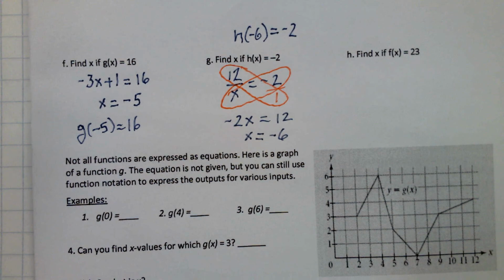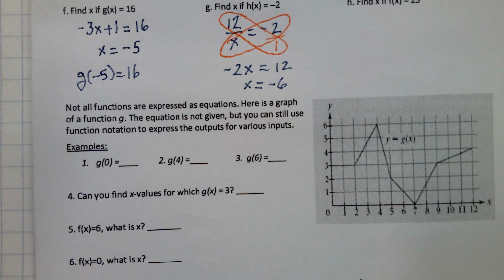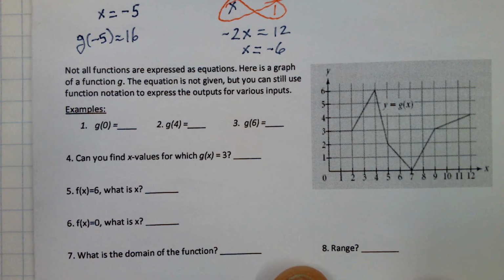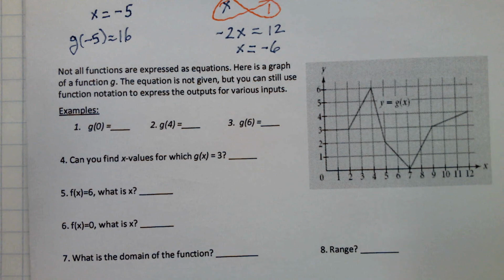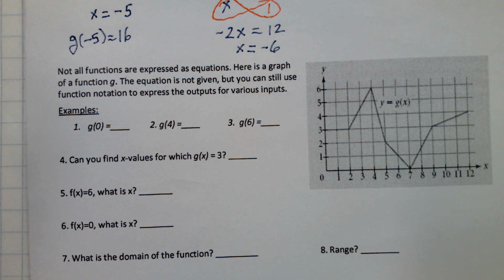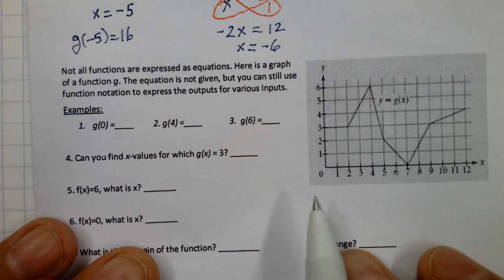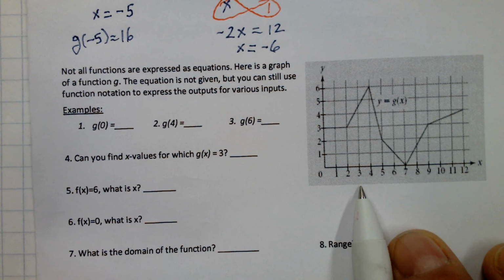I really want to give you guys at least maybe 10 minutes to work. So let's put it all together in a graph. So not all functions are expressed as equations, as we all know. Sometimes we have graphs. So here's a graph of a function g. The equation is not given, but you can still use function notation to express the outputs for various inputs. So instead of writing ordered pairs, we can figure out the various values. So here we go.